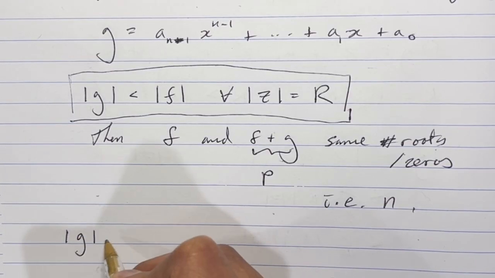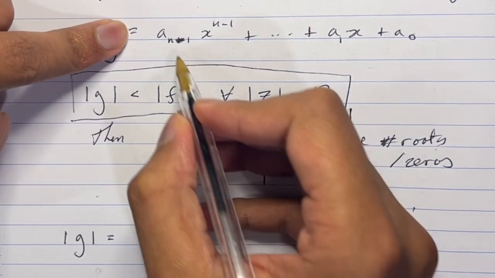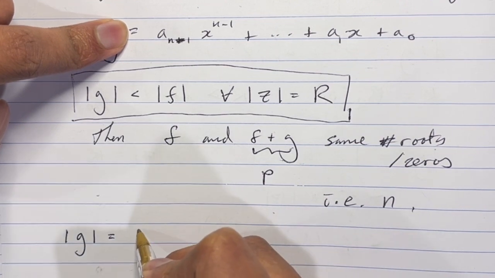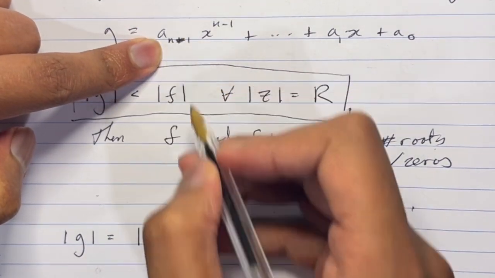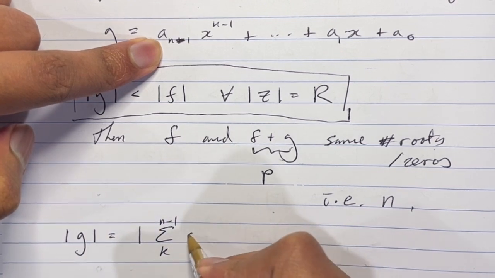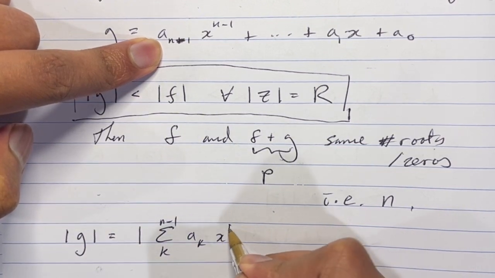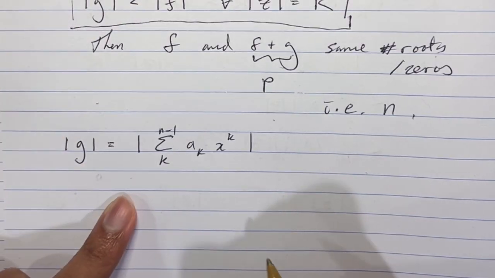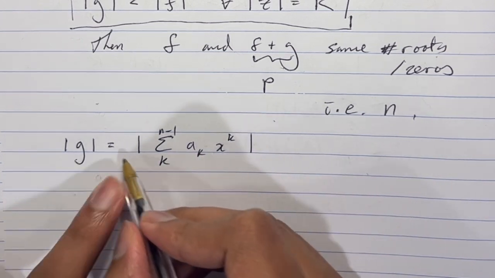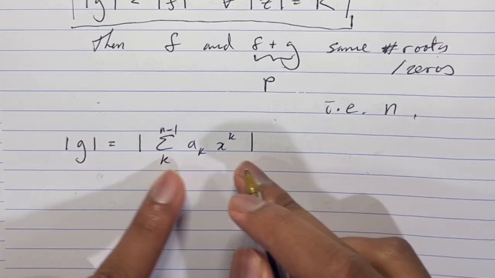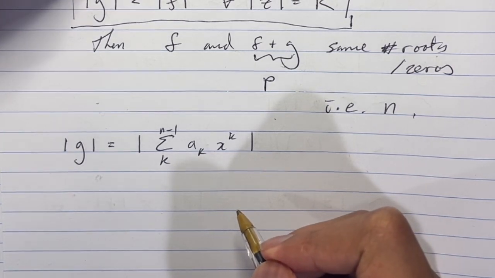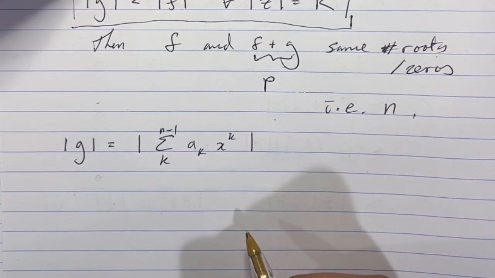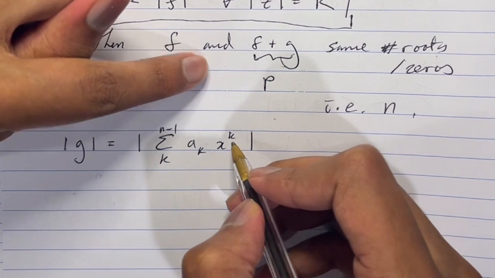The absolute value of g is equal to the absolute value of this sum. So the absolute value of the sum, and now we're not summing to n, we're summing to n minus 1, of a_k x to the k. And using the triangle inequality, we can bring the absolute values inside the sum. I'm using x's, but this is complex analysis, so it should all be z's. So I'll just switch to z right now.